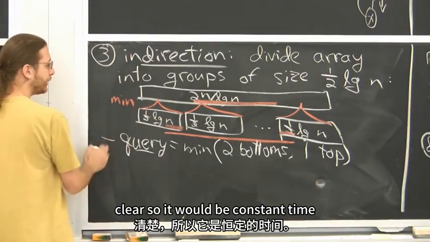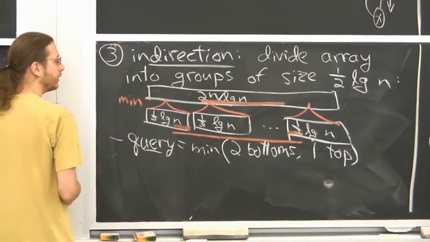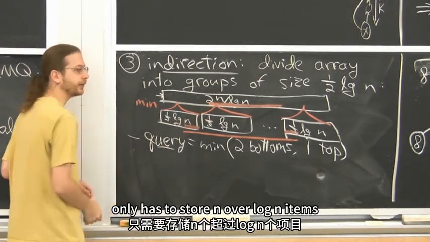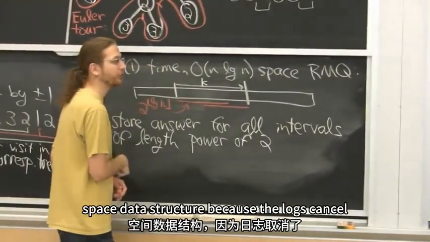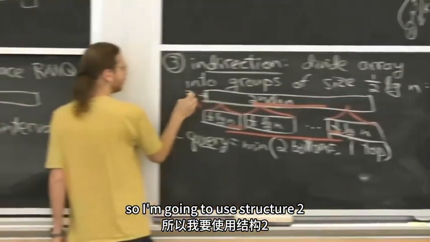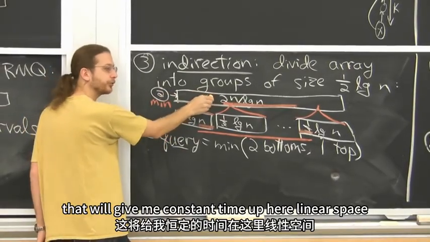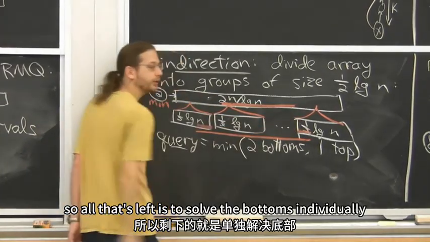But clear? So it would be constant time if I can do bottom in constant time, if I can do top in constant time. But the big win is that this top structure only has to store n over log n items. So I can afford an n log n space data structure because the logs cancel. So I'm going to use structure 2 for the top. That will give me constant time up here, linear space. So all that's left is to solve the bottoms individually.